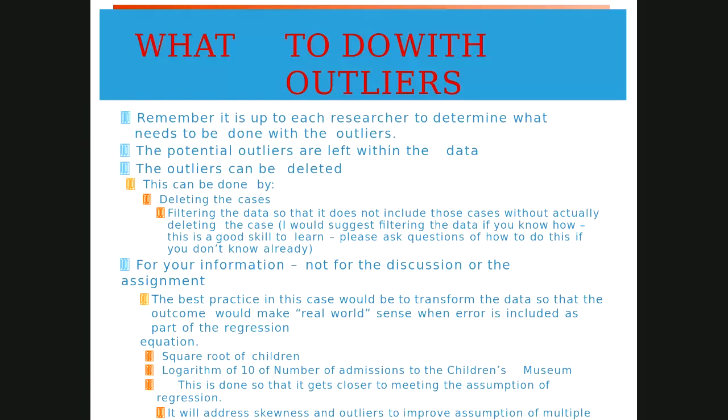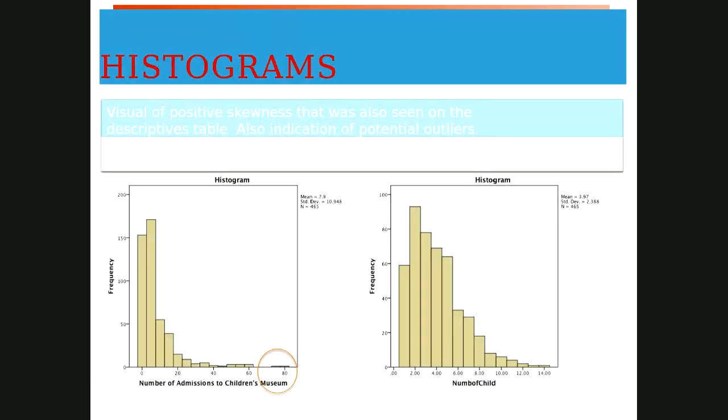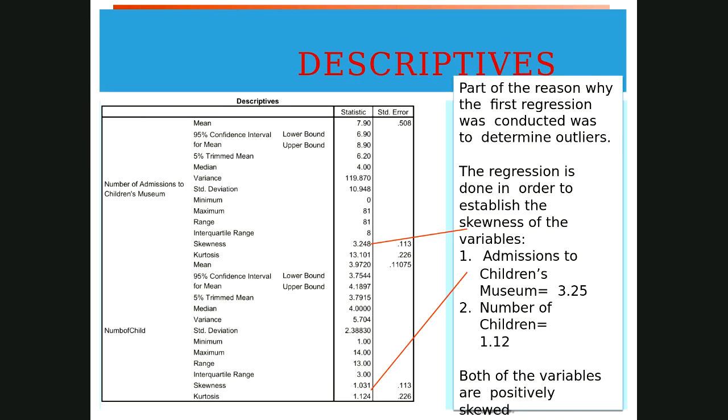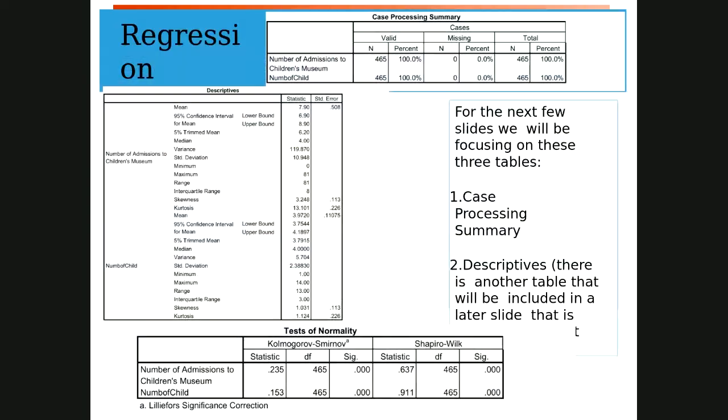But I just want to go back and say one other thing about the outliers, because the kurtosis for this Children's Museum one was quite high, 13.101. If you recall, we said to look around 3 or 3.3, depending on the sample size, and we can see that there's at least a value, possibly two values that are quite high.